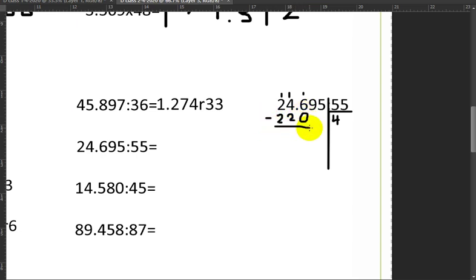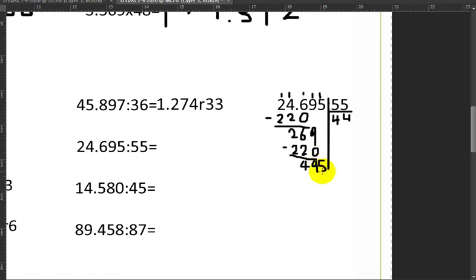Doing this subtraction would give me 26, which is less than 55, so I can continue. Pull down the 9. And then I say, how many times does 6 fit into 26? Again, 4. And I've already done this multiplication, 4 by 55. And I know it gives me 220. And this subtraction will give me 49, which is less than 55, so I can continue.